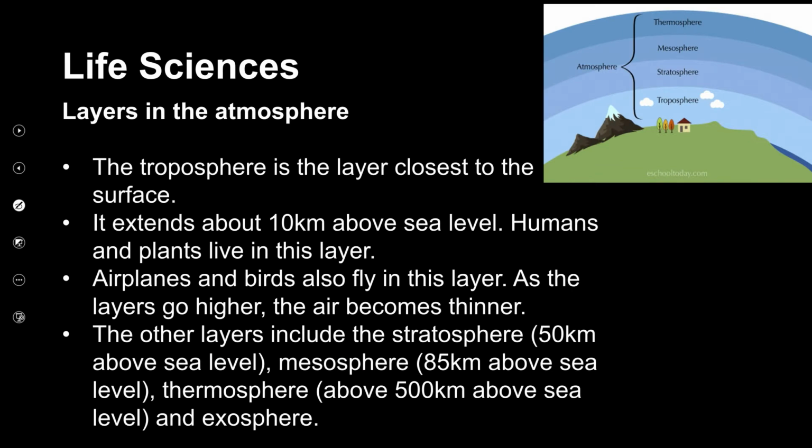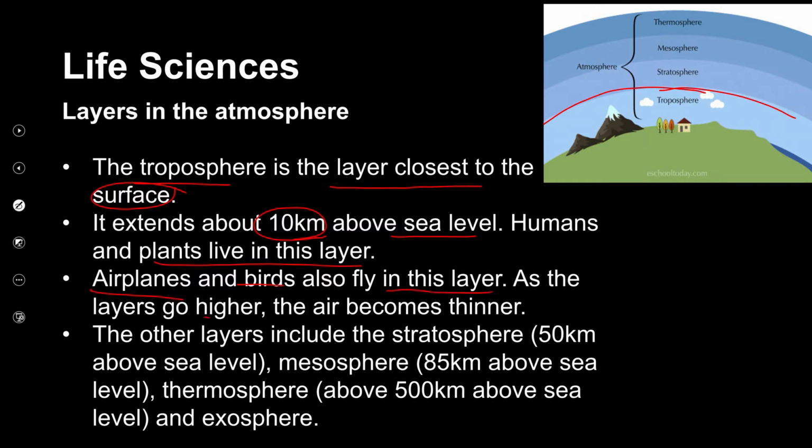So let's try and understand what the troposphere is. The troposphere is the layer closest to the surface of the Earth, and that's the layer that we have access to immediately. It extends to about 10 kilometers above sea level. Humans and plants live in this layer, so we have all forms of life interacting in this. Planes and birds also fly in this layer.